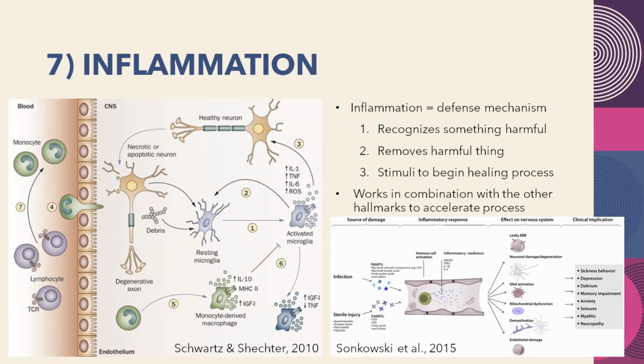And so here there's like a silly little step-by-step. It's going to recognize something harmful, it's going to remove something harmful, and it's going to stimulate itself to begin healing from the process of having that harmful thing. And so this can happen in the brain with the T leukocytes that we were talking about. This also mainly happens with glial cells.